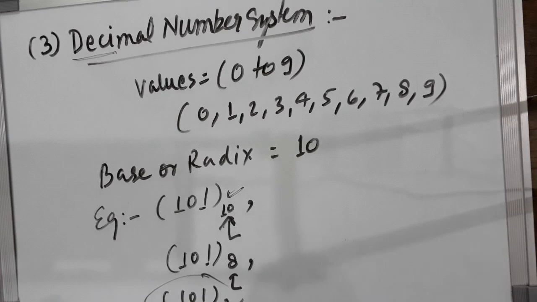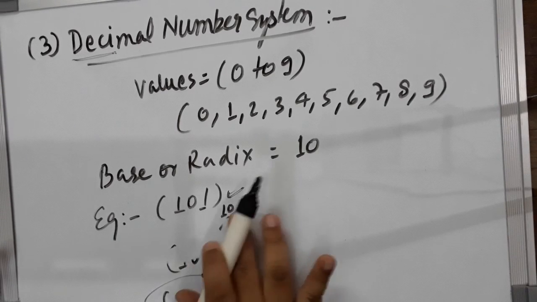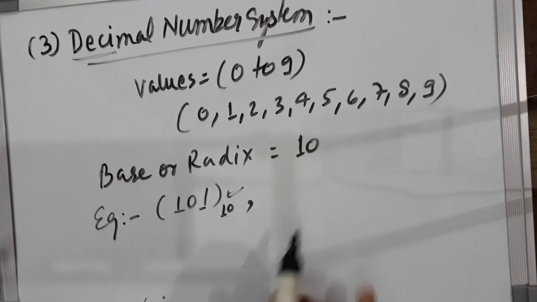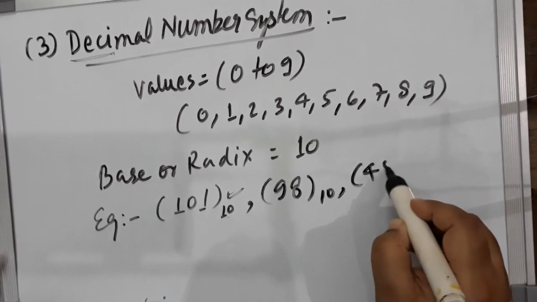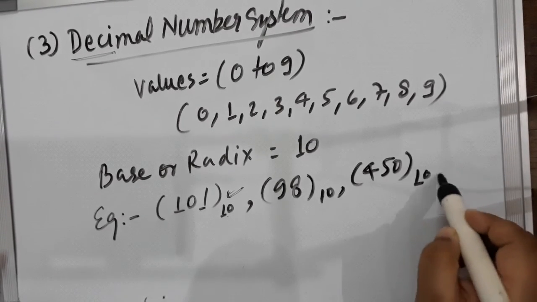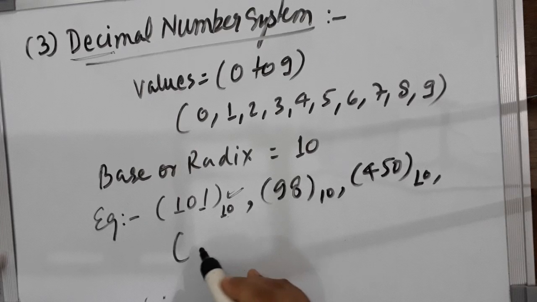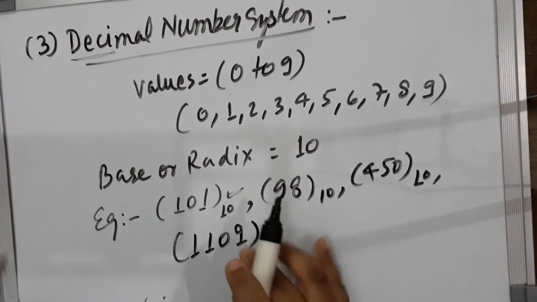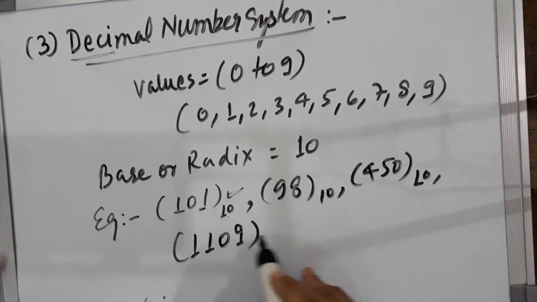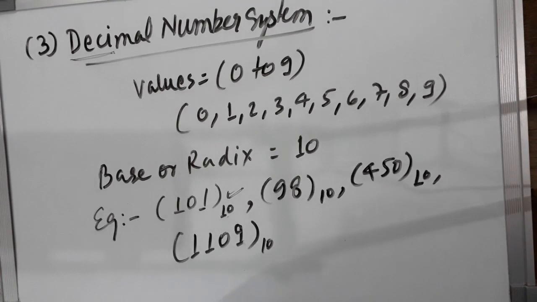Talking about good examples of decimal, 98 can be a decimal number, 45 or 450 could be a decimal number. Any value which has digits ranging from 0 to 9 can be in the decimal number system. So I hope the decimal number system is clear. Now we will talk about the hexadecimal number system.